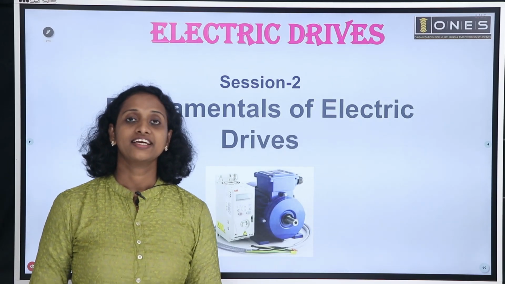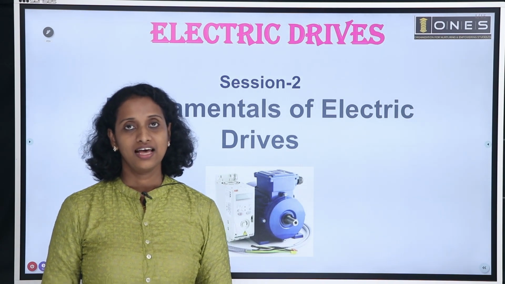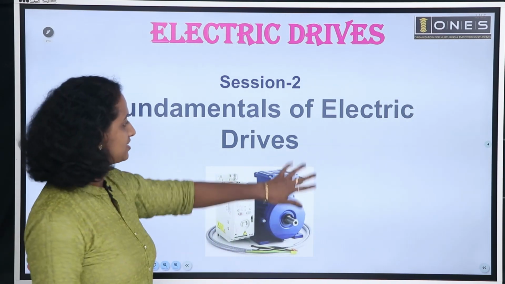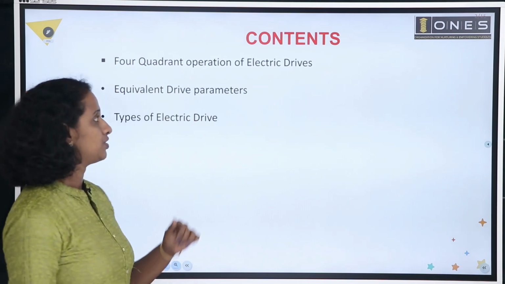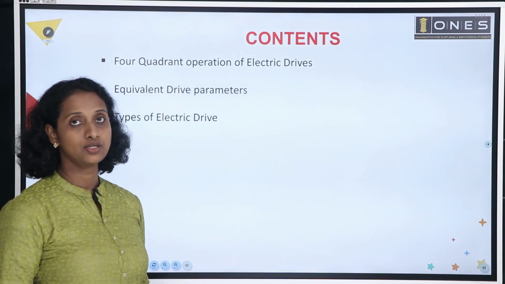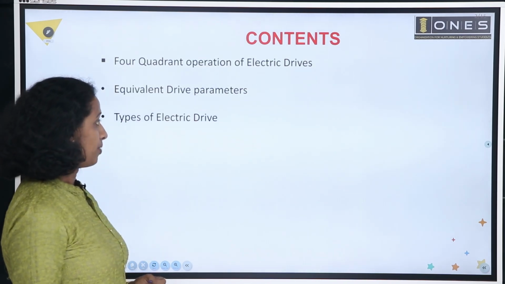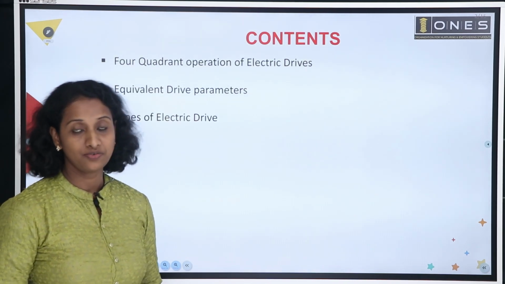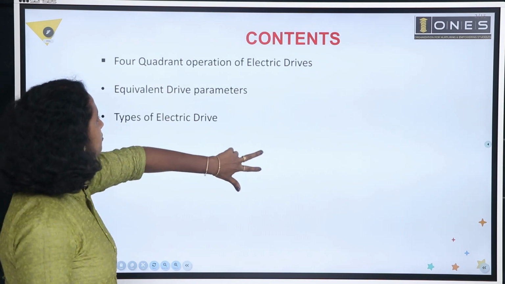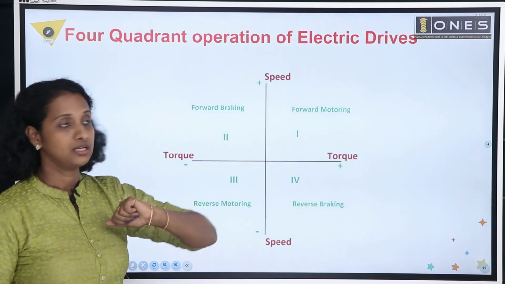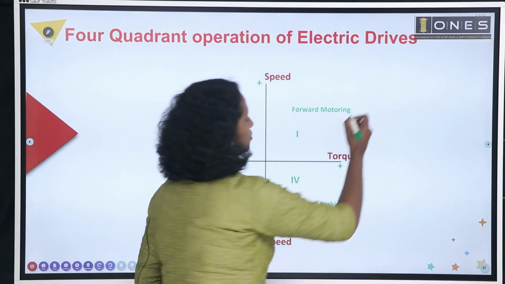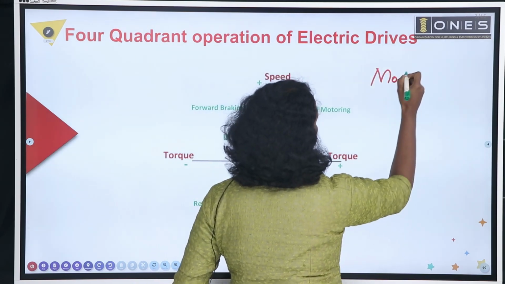Friends, welcome to the second session of electrical drives. Let us see the contents of discussion. Today we will discuss 4 quadrants of operation in electrical drives, equivalent drive parameters and different types of electrical drives. First of all, we will see 4 quadrants. Before going to 4 quadrants, you should know what is a motoring mode and a braking mode.